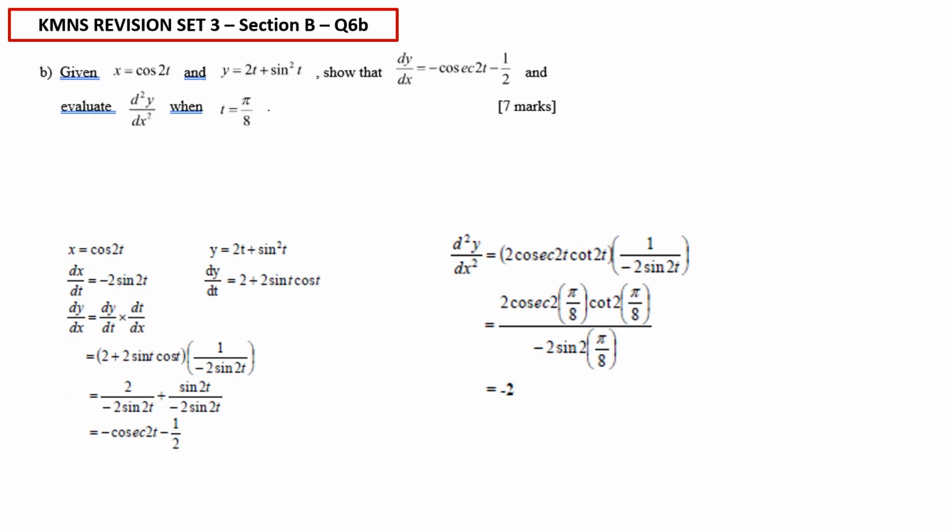And similarly, with the previous set, you will be asked about the parametric equation. So again, this question is about the parametric equation, but just a different function is used here. We are going to use x equals cos 2t and y equals 2t plus sin squared t. You have to be very careful with your working. Please avoid careless mistakes, then you will definitely get the answer as what they want.